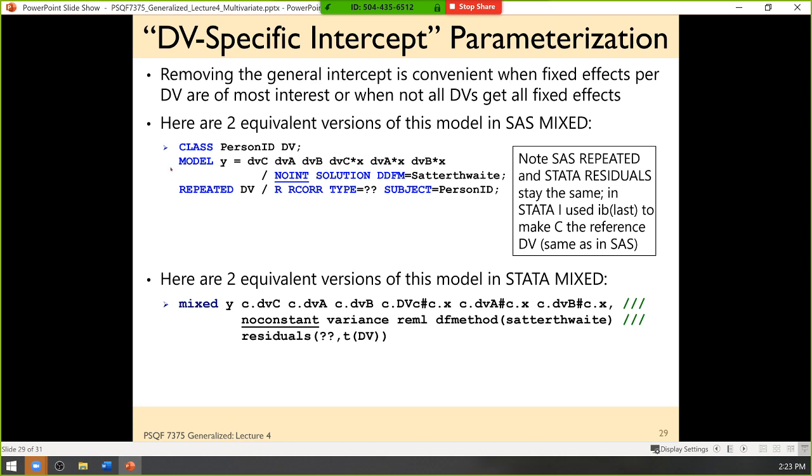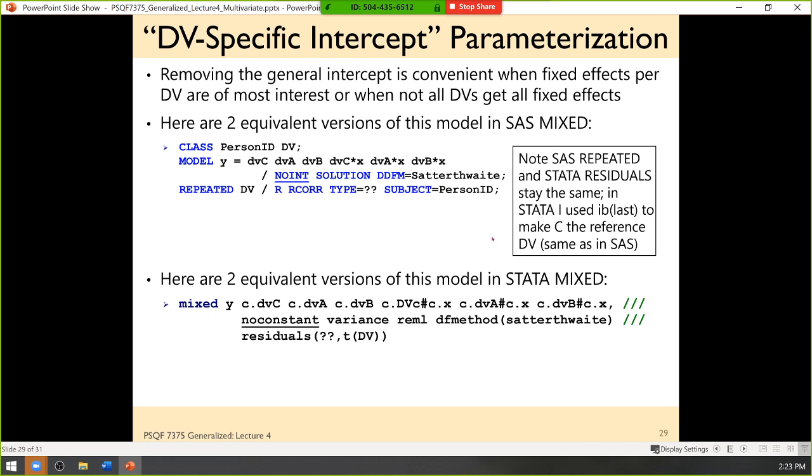There's a magical thing here I've underlined. It's NOINT, a new option in SAS that goes after the slash on the model line, and the analog is noconstant in Stata. That shuts off the column of ones that is normally added as a predictor by default. And so then you put in all 3 dummy codes, and all 3 dummy codes multiplied by X. Same thing down here in Stata.